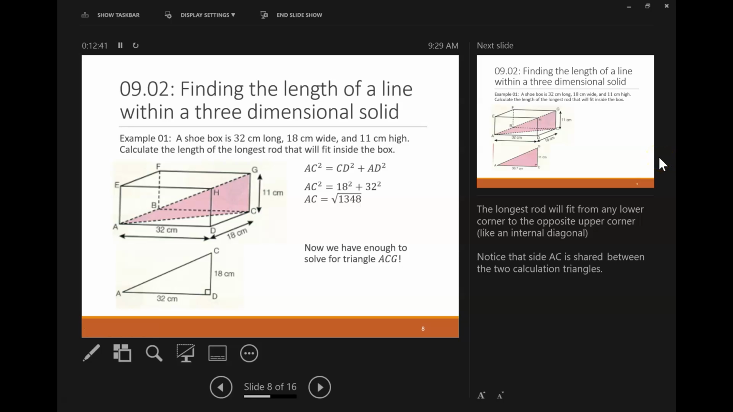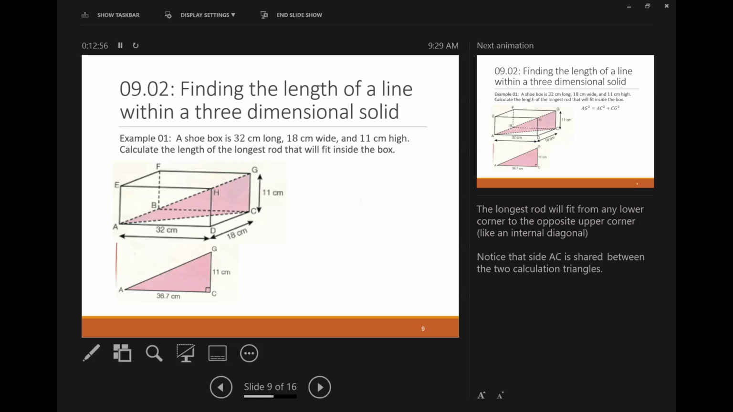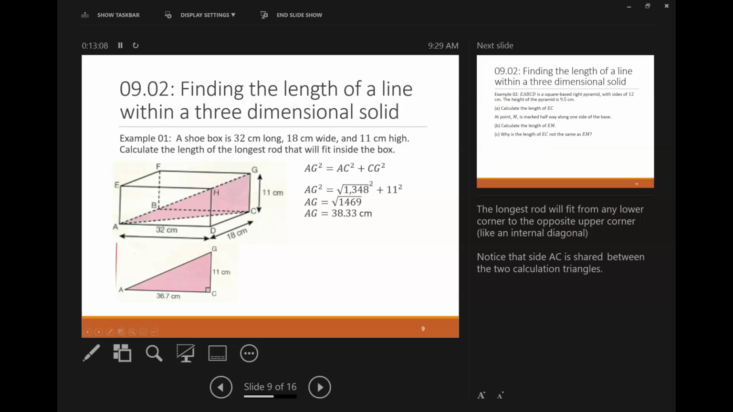Because now we have two of the three sides and we can use the Pythagorean theorem again. Is everybody okay with that idea? So there's my new triangle. Notice I used the decimal approximation there for AC. That's where the 36.7 comes from. And just doing the Pythagorean theorem again, I get that.